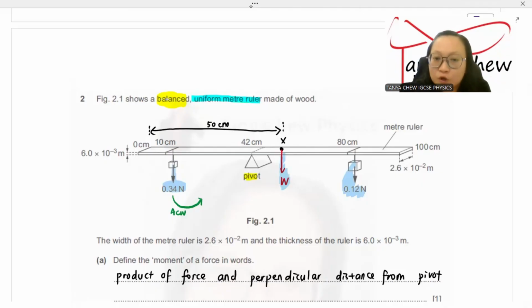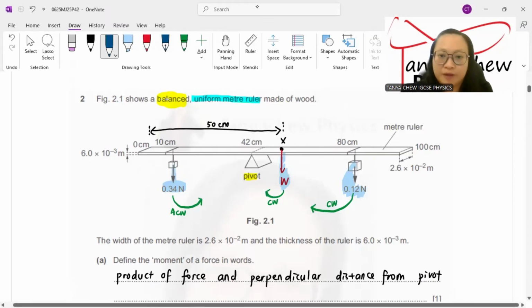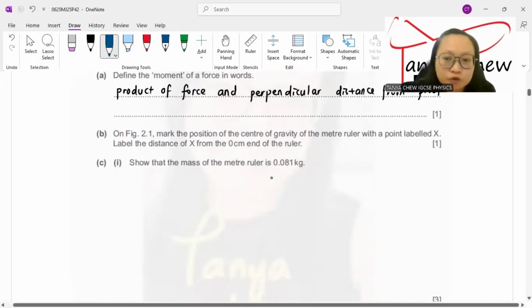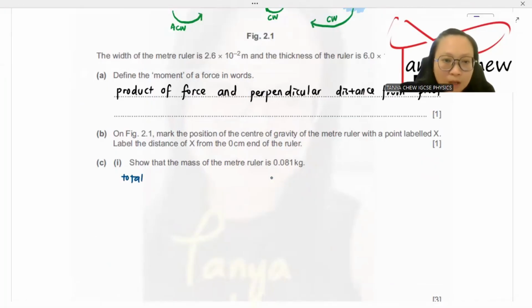The weight of the meter ruler is going downwards as well, but the pivot is on the left-hand side. While going down, it has to turn towards the pivot. This is called clockwise direction. 0.12 Newton, which is beside the weight of the meter ruler, is acting downwards and the pivot is on the left-hand side, so it has to go down and turn towards the left. This is called clockwise moment. Once we have determined the direction of moment, things will be easier. So just write down total clockwise moment. Total clockwise moment must be equal to total anti-clockwise moment.